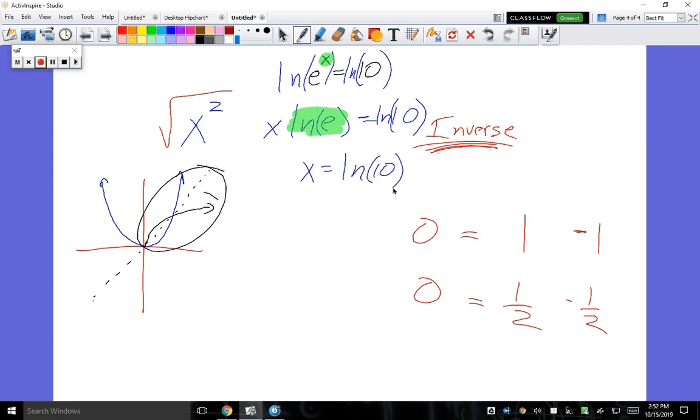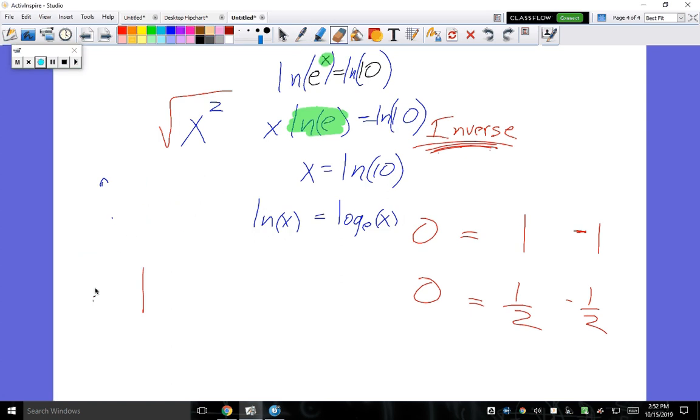There's a lot to review today, a lot. So that's just where the rule comes from. Okay? Guys, what's another way of saying the natural log of something? Log base e. So if I have a natural log of x, it's the same as saying the log base e of x.